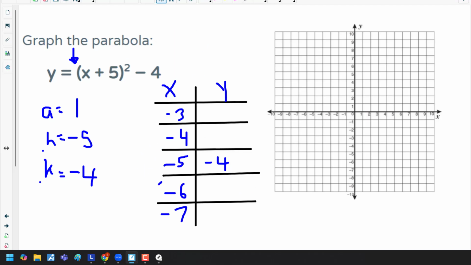Now there's a few ways to do this. I'm going to teach you one of the ways. If you learn another way, that's fine too. So one of the ways is to just plug in the x value into the equation there. So if I plug in -3 here, negative 3 plus 5 is y.